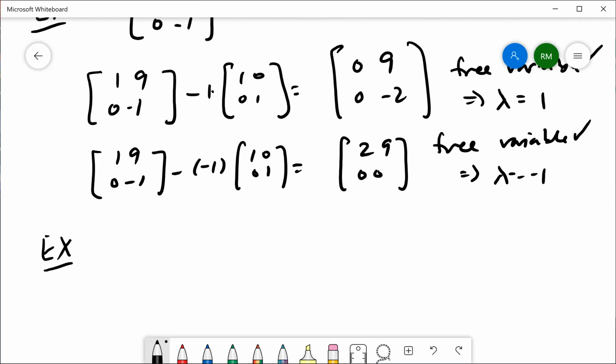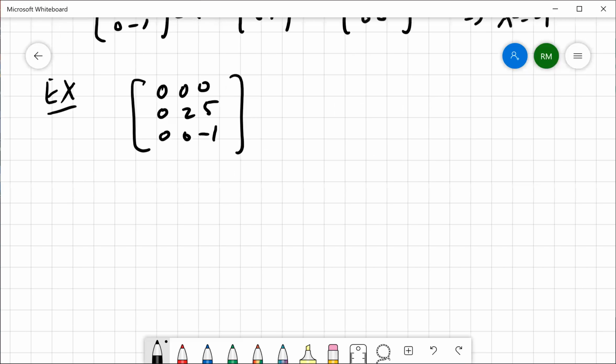Now I want you to determine the eigenvalues of this matrix. There should be 3 of them. So go ahead and figure that out.